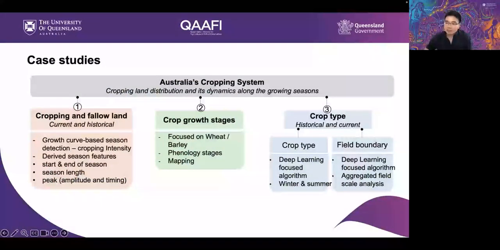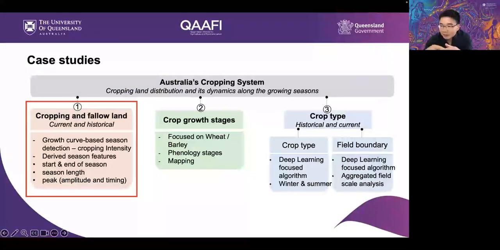And from here, I'm going to start with some real-life examples to show you how we are using satellite technology to learn about cropping systems in Australia. And this first example is about finding out which parts of the land are being used to grow crops and which parts are actually resting. In this study, we look at the satellite images that show us how crops grow over time, and this helps us to figure out when the cropping season starts and ends. By analyzing these patterns of how and when the crops grow, we can tell a lot about the cropping season for different regions.